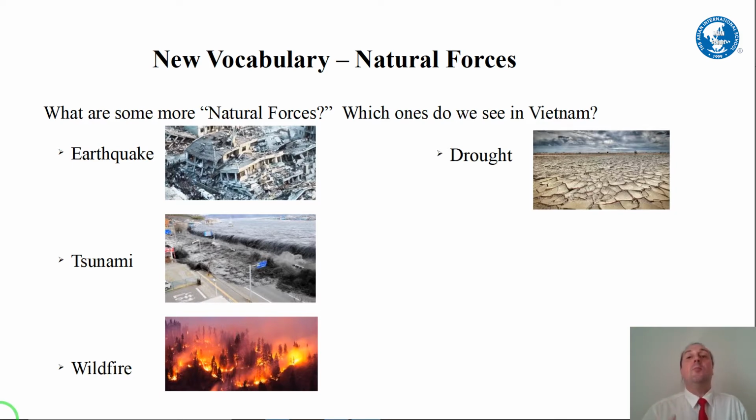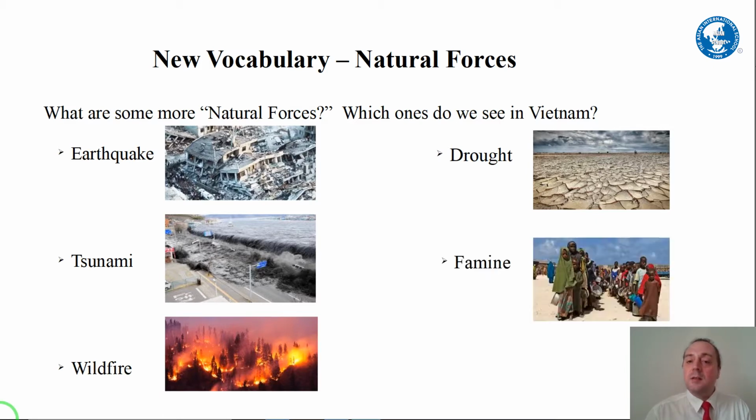We have a 100-year drought in the Mekong Delta. We don't have any water. Okay. The next one, another natural force, is famine. Your turn. Famine. Good. Okay, famine is when there is not enough food. We can have a famine because of lots of other natural forces, like a drought. If there's not enough water, we can't grow food, we end up with a famine.